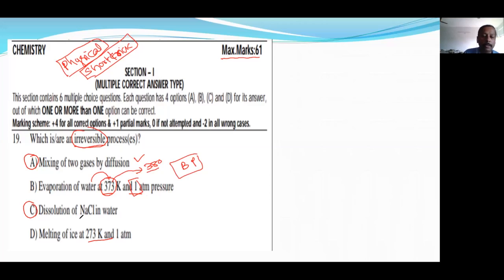Next one, dissolution of NaCl in water. Once we form the solution, at that temperature we cannot regenerate the NaCl. Then ice melting, again same, 273 K, 0 degree Celsius. Because of this, it is reversible. So A and C are irreversible processes. Okay. Now let's see the next question.